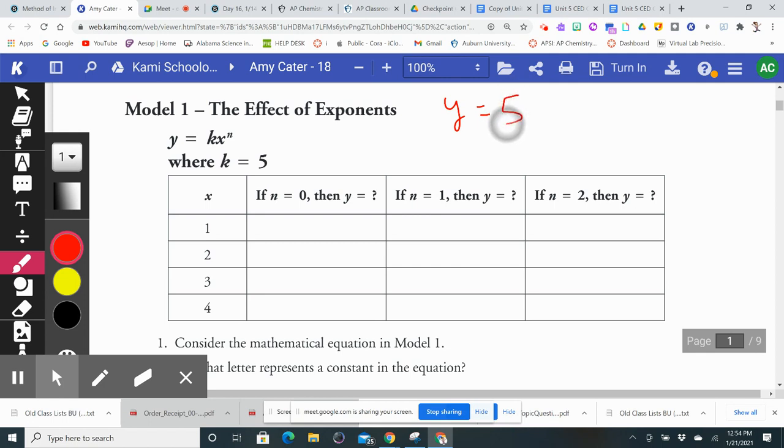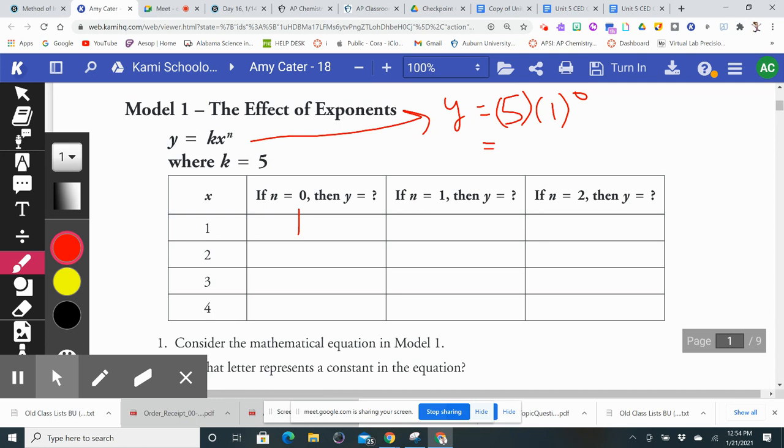So if k is 5, x is 1, and n is 0, what is y going to be? Hmm? 1. Why? Because anything to the 0 power is 1. Anything to the 0 power is 1. So I plugged that into this equation, that's all I did. Okay. So your answer is 1.